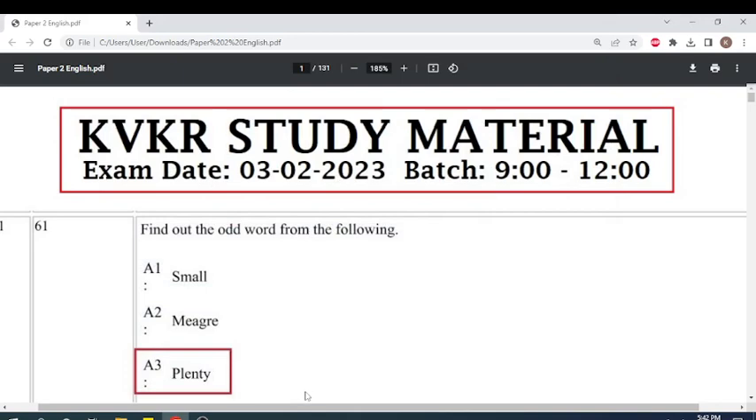Today we discuss the TET paper 2 tentative answer key. Let's go to the first question paper. Exam date is 3/2/2023, batch is morning batch.